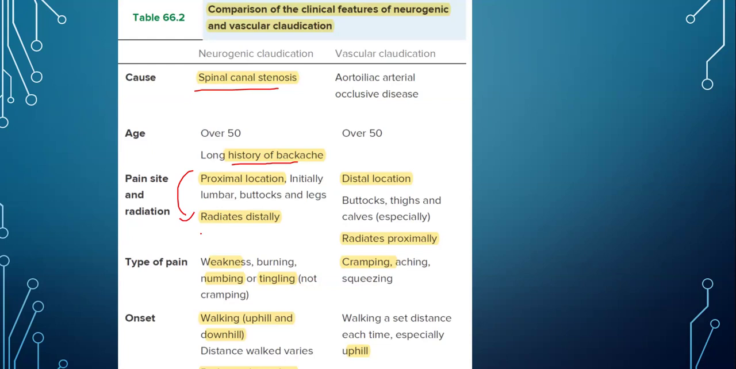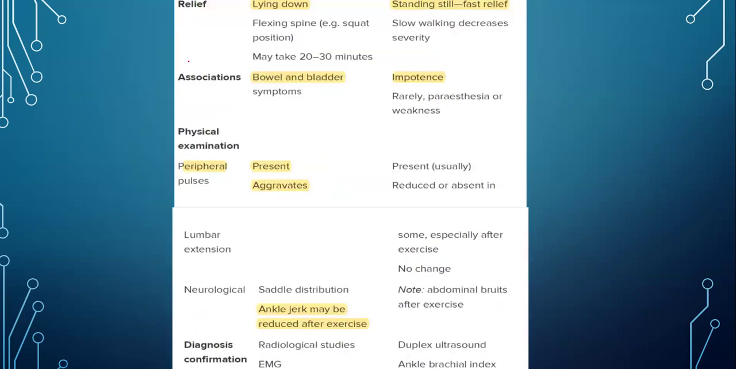This pain also can get worse after walking. So that's why it gets confused with vascular claudication. Both uphill and downhill walking can make it worse. Prolonged standing can make it worse. And it is relieved by taking rest. So 20 to 30 minutes after taking a rest, usually it starts to get better. And also lying down will make it better.